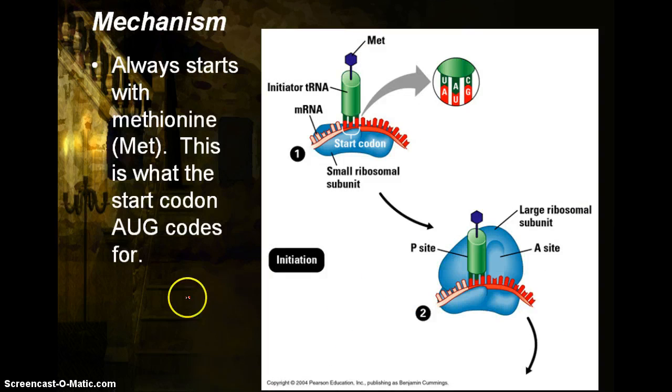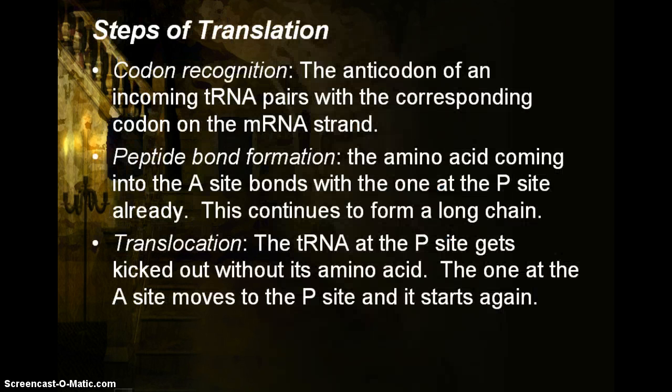So it always is going to start with methionine. So there it is, number one. First one starts right there. You can see it binds in, and it's going to be at the A site, or excuse me, at the P site. The next steps are called codon recognition, peptide bond formation, and translocation. So you can pause it and write those down if you need to.